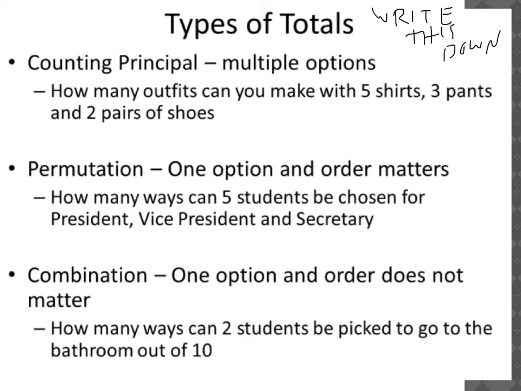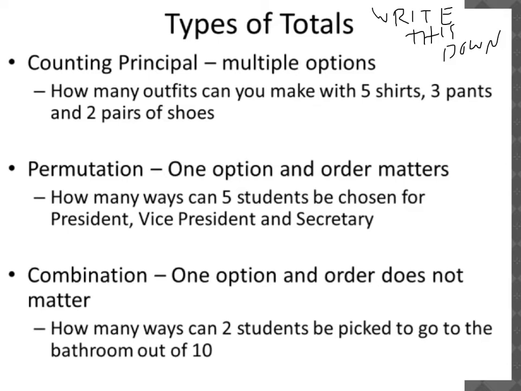Counting principle is when you have multiple options. So the example here would be how many outfits can you make with 5 shirts, 3 pants, and 2 pairs of shoes. And once you write this down, make sure to leave a little space because as we go through these problems, we will be solving them.